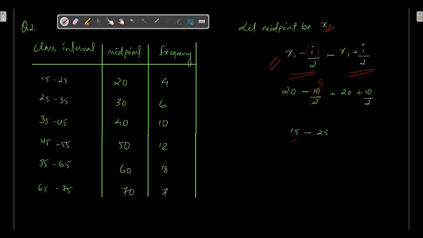20 minus 5 is 15. And for the upper limit, 20 plus 10 by 2. 20 plus 5 is 25. So 15 to 25 is the first class interval.